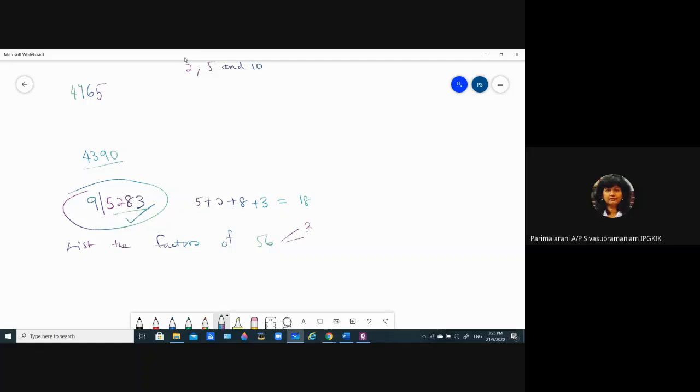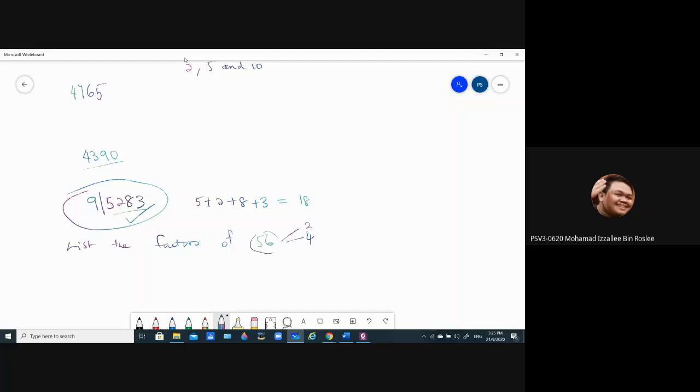3? 6 plus 5 is 11. 11 is not a multiple of 3, so no. How about 4? Can 56 divide by 4? Yes. 5? No. 6? No, because now look at 2 and 3. You know 3 cannot, so 6 cannot.